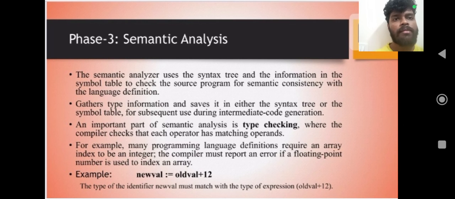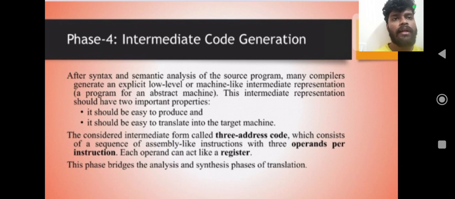And semantic analysis. The semantic analyzer uses the syntax tree and information in the symbol table to check the source program for semantic consistency with the language definition, and gathers type information and saves it in either the syntax tree or the symbol table for subsequent use during intermediate code generation. An important part of semantic analysis is type checking, where the compiler checks that each operator has matching operands. Now let us see intermediate code generation.